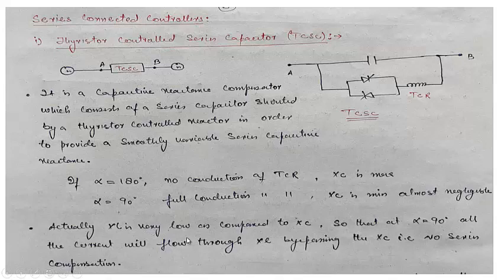Actually, XL is very low as compared to XC, so that when alpha is equal to 90 degrees, all the current will flow through the XL, bypassing the XC. So at that time, there will be no series compensation. As we increase alpha, the value of XL will increase, the current flowing through this will decrease, the current will flow through the capacitor, and we can say that the effect of the XC will increase.